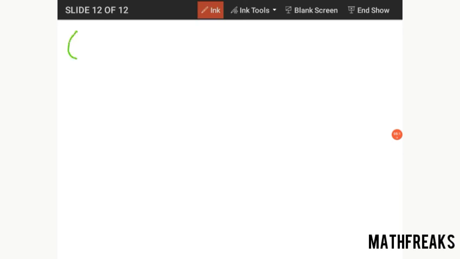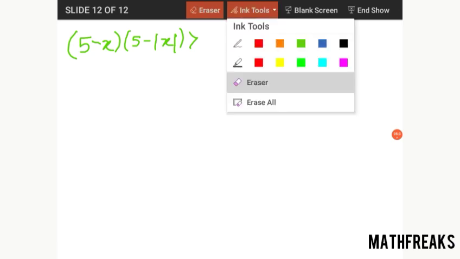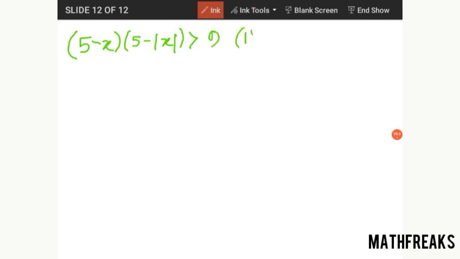Now one question that I want to give you for homework is another question, that is (5 - x) multiplied by (5 - mod of x) is greater than 9. Okay, so this is your homework question. So I have given you 2 questions as homework. So solve this, join the Google Classroom, and there you can comment down below or submit your solutions, correct?